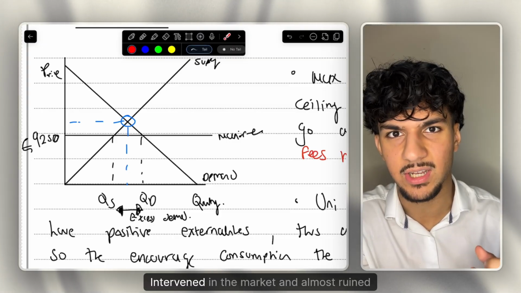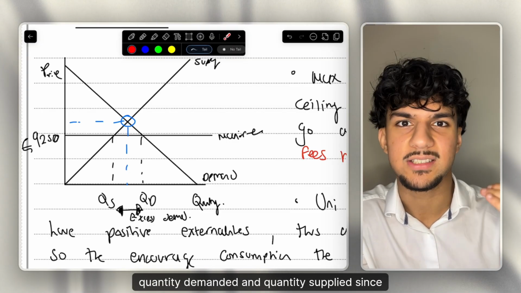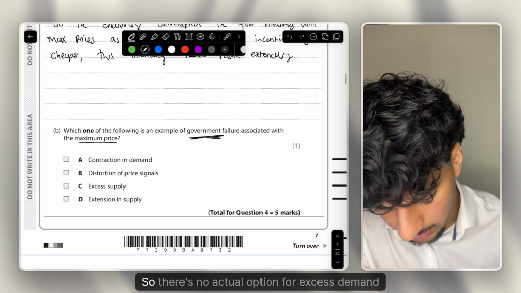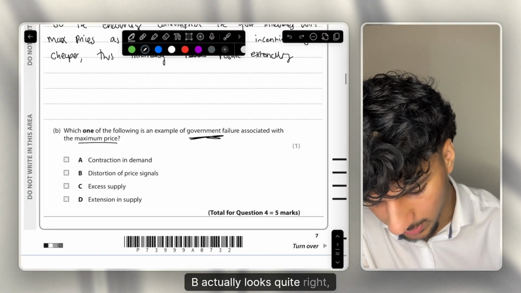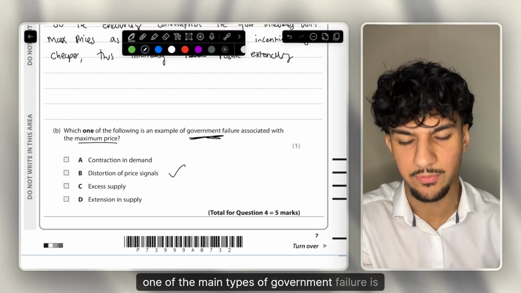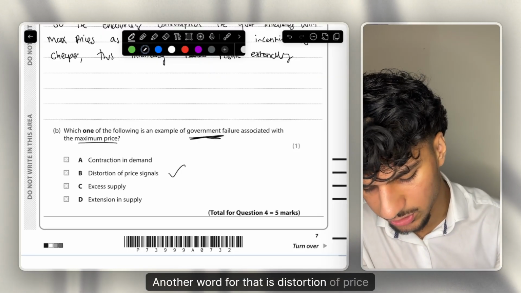They've intervened in the market and almost ruined quantity demanded and quantity supplied, since they've set a price ceiling. So the answer for that question would of course be, there's no actual option for excess demand itself, but B actually looks quite right. Distortion of price signals. Like I mentioned, one of the main types of government failure is distortion of the price mechanism. Another word for that is distortion of price signals.